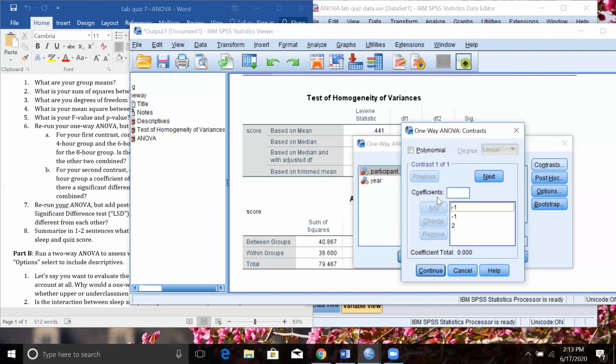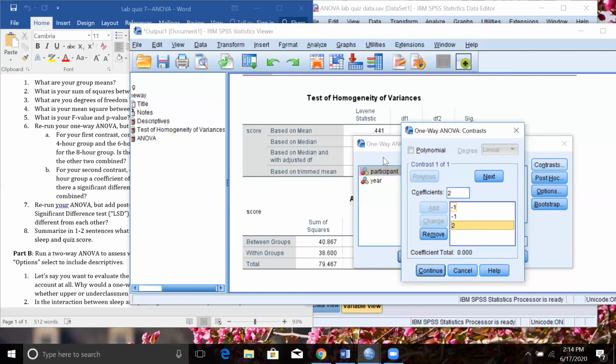Some key factors in making this contrast system work is that all of your coefficients need to add up to 0, because the idea is you want to balance the weight of the groups that you want to combine and put them together on one side of 0. So these two coefficients are pooling the 4-hour and the 6-hour group together on the negative side of 0, and this 2 on the other side of 0 is contrasting the 8-hour group to the 6 and 4-hour groups combined.